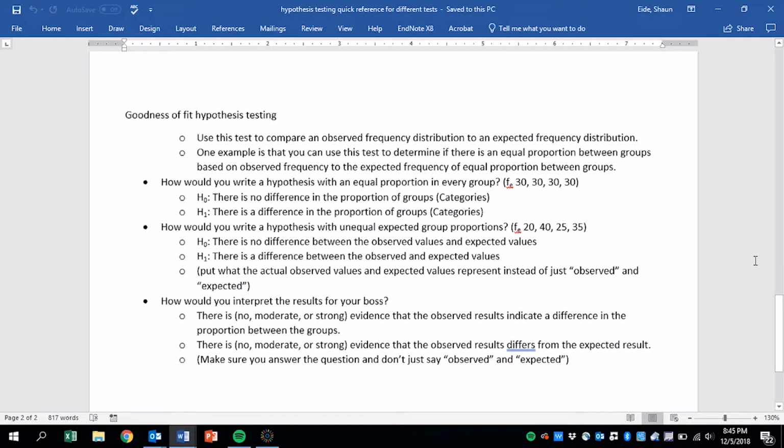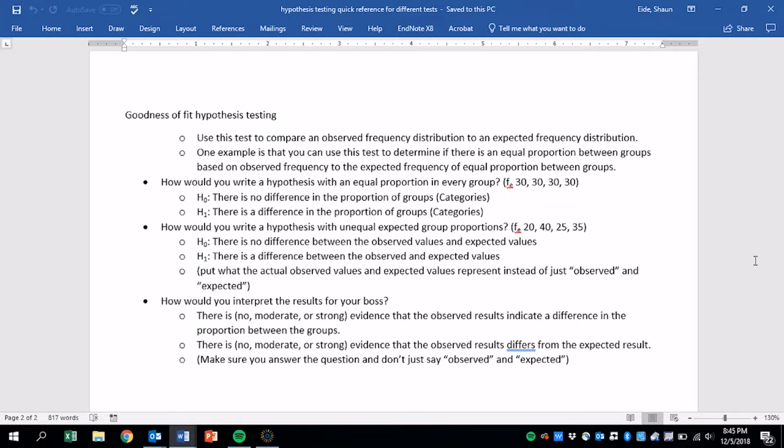Okay, in this lecture, we're going to be going over goodness of fit hypothesis testing. You use goodness of fit hypothesis testing to compare an observed frequency distribution to an expected frequency distribution. So what does that mean?